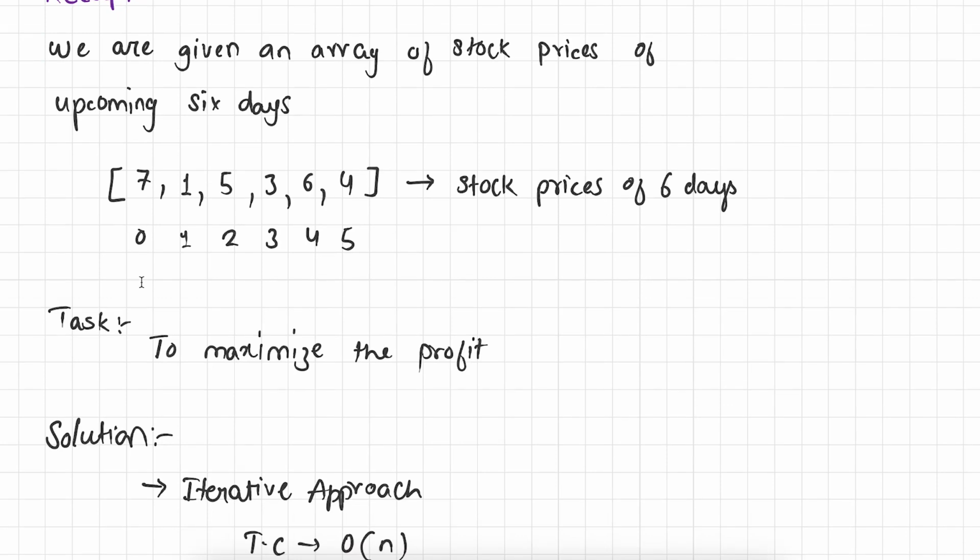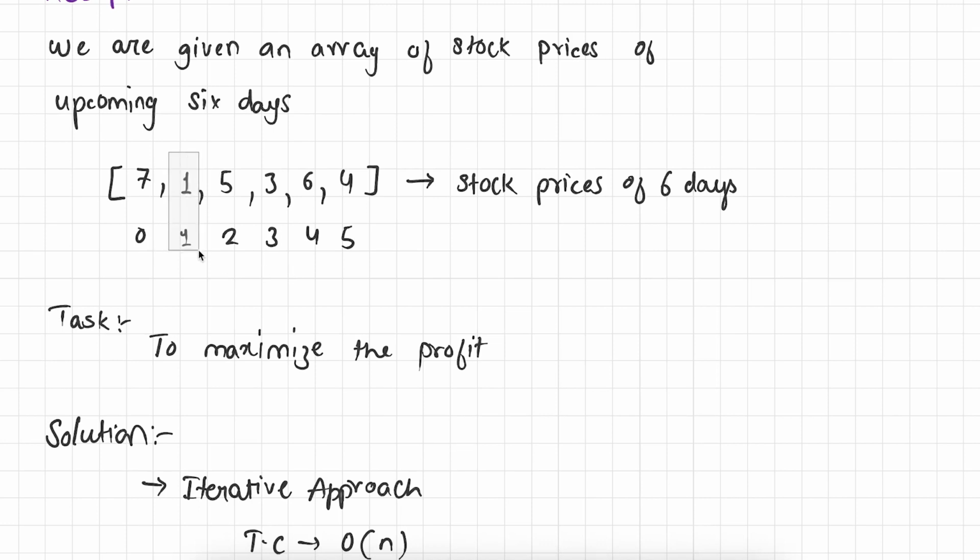And what is our task? Our task is to maximize the profit. It means we have to buy and sell stocks in such a way that we can make maximum profit out of it. And we are allowed to do multiple transactions but not allowed to engage in multiple transactions simultaneously. It means we can buy stock on day 1 and sell it on day 2, and again we can buy stock on day 2 and sell it on day 3. But we cannot buy stock on day 1 and again buy stock on day 2 and sell it on day 3. It means we cannot hold stock in our pocket.